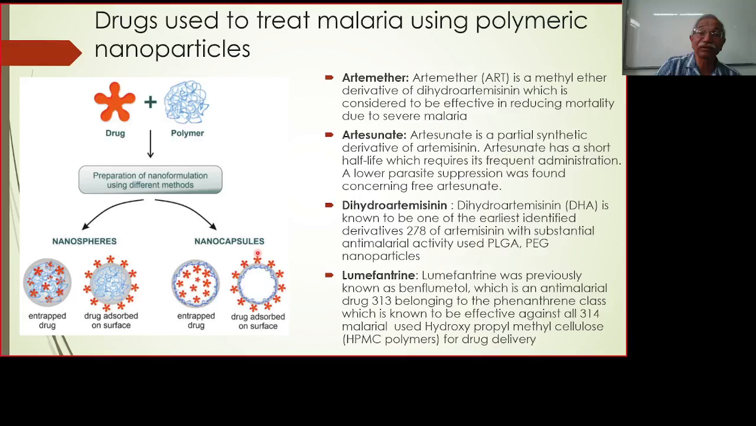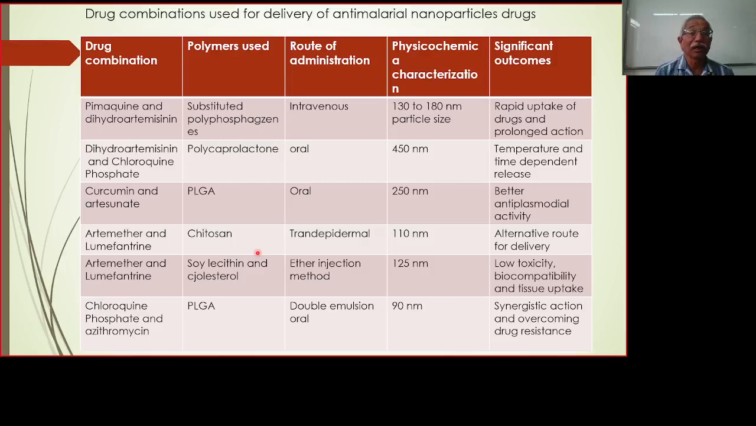Here there are combinations of drugs which are used for antimalarial nanoparticle drugs: primaquine and dihydroartemisinin, chloroquine phosphate, curcumin and artesunate, artemether and lumefantrine, or chloroquine phosphate and azithromycin. And you are using different types of polymers like substituted polyphosphazenes, polycaprolactone, polylactic glycolic acid, chitosan, soya lecithin and cholesterol. So these are some of the things.